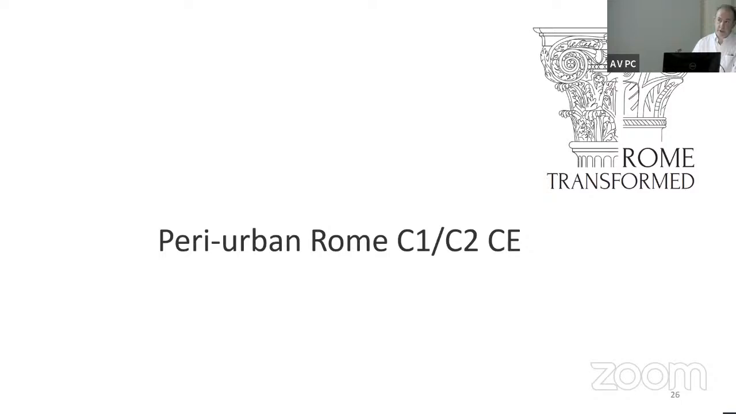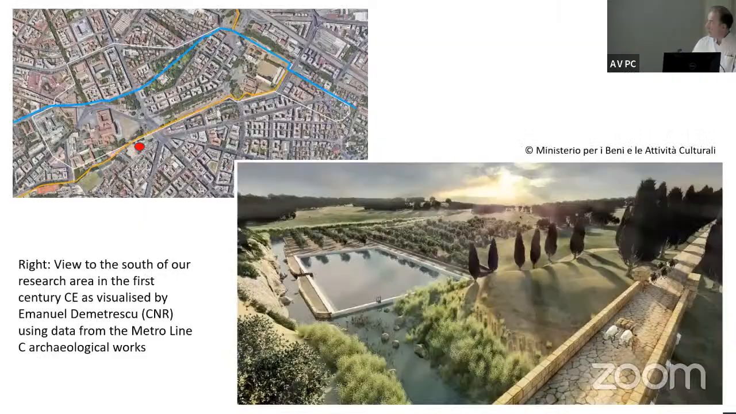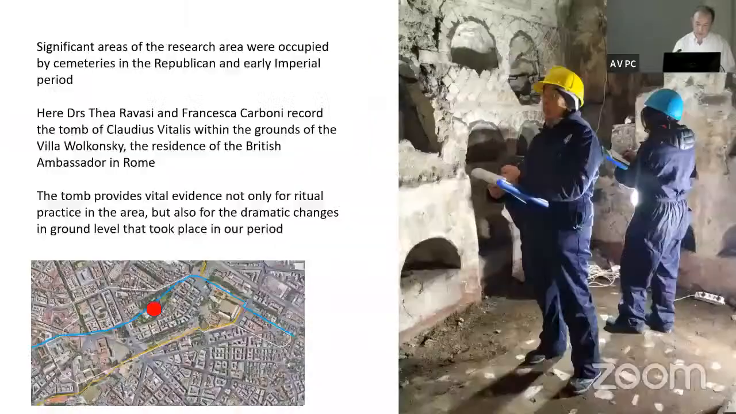We start off, as I say, in the Principate, and at this time we are looking at an area which we might characterize as peri-urban, after that term usefully applied by Nicholas Purcell to the suburbium of Rome. This is a visualization that actually is not produced by our team. It's the only one I'll show you that isn't, but it gives a lovely sense of the landscape on the southeast edge of Rome, immediately adjacent to our research area in the first century.